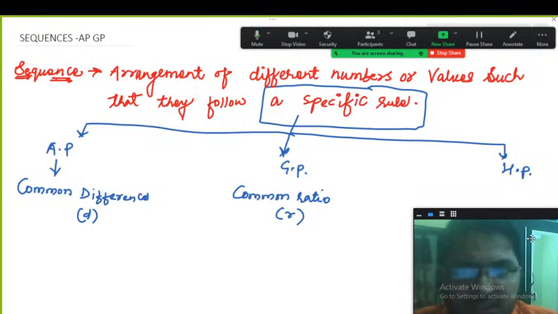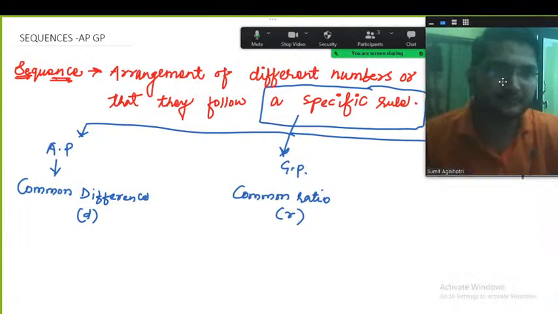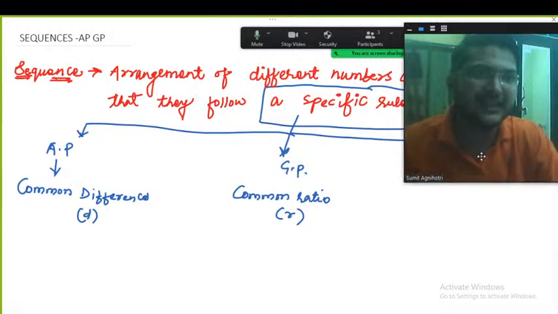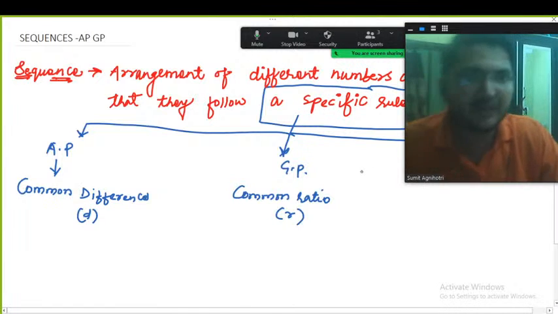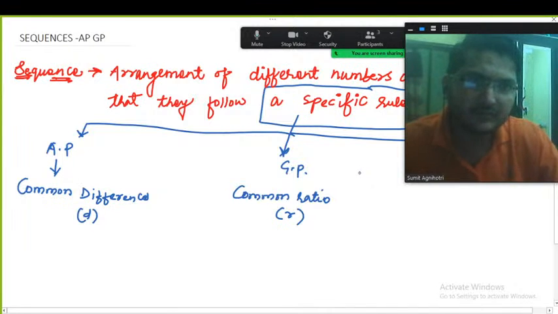Now again the question arises, what do we actually mean by common difference? It is the relationship between the terms, right? Exactly. It is actually the difference between the next term and the previous term. So the common difference will be constant throughout, right? Exactly, common difference will be constant throughout.